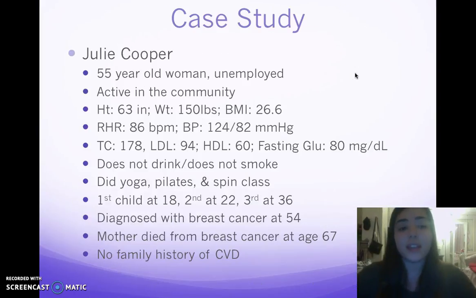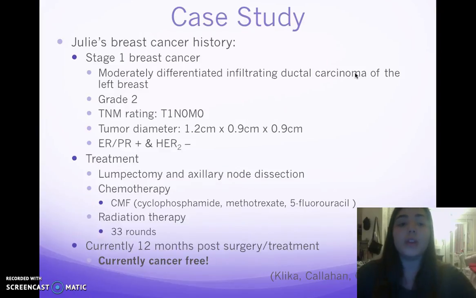So my case study is on a woman named Julie Cooper. This is fictional. A 55-year-old woman, unemployed, active in the community. These are her vitals. She's active. She had 3 children. She was diagnosed with breast cancer at age 54, and her mother died from breast cancer at age 67. So this is her breast cancer history.